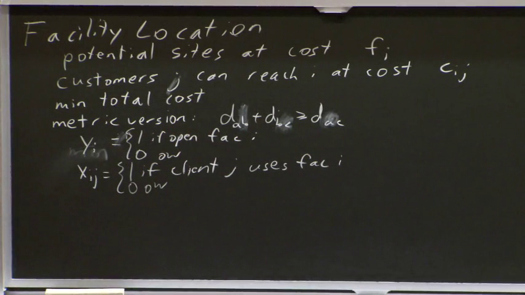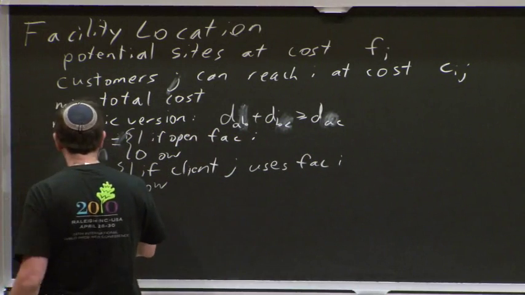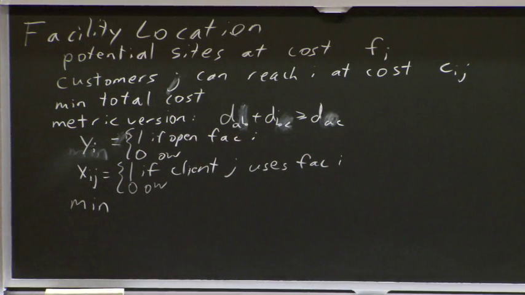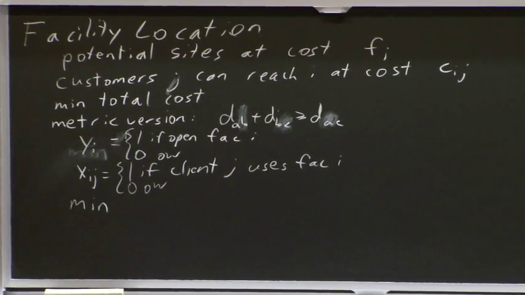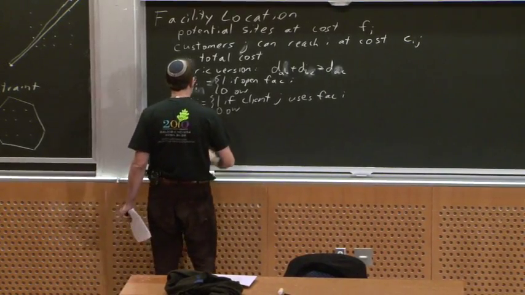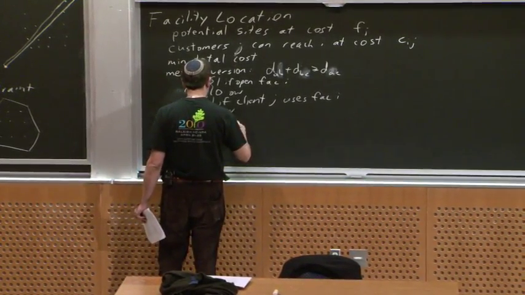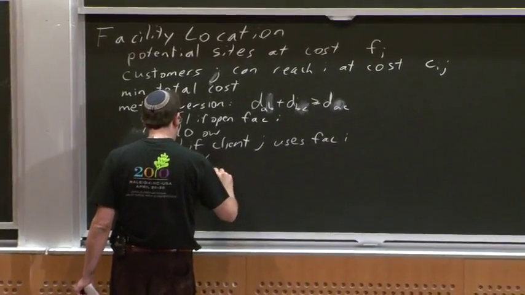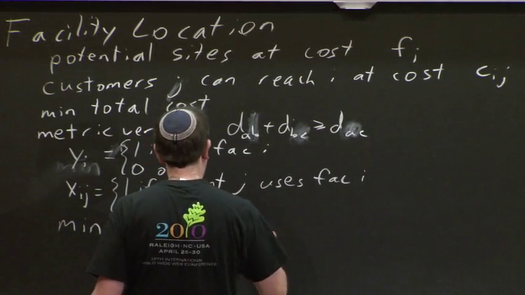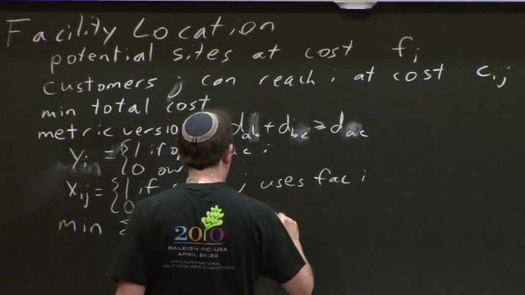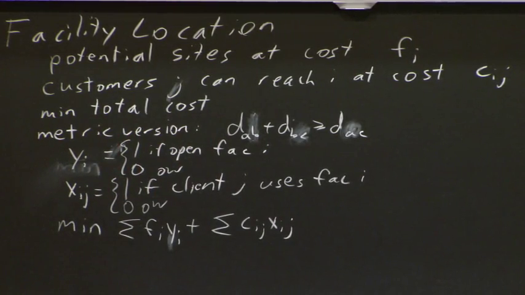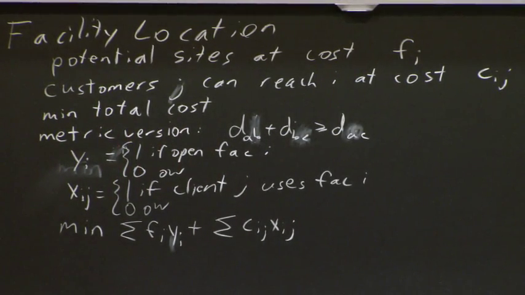So now, with that in mind, what can we say about the objective function? Yes? We're just minimizing sum of fi yi plus sum over ij, cij xij. Good. So if we open facility i, we have to pay for it. And if we assign client j to facility i, we have to pay for that. So this just comes right out of the definition of the problem.